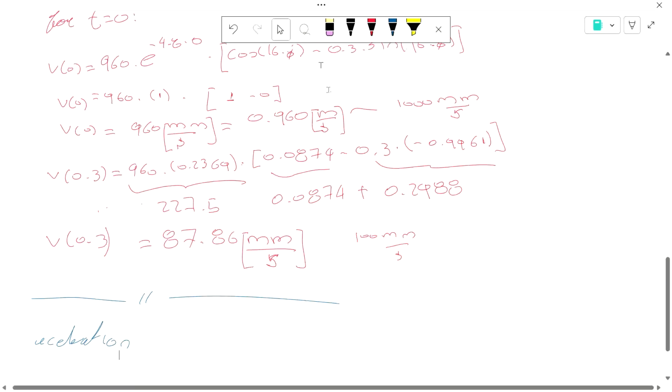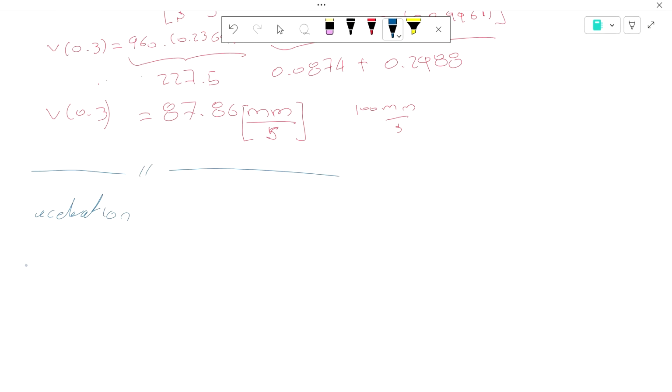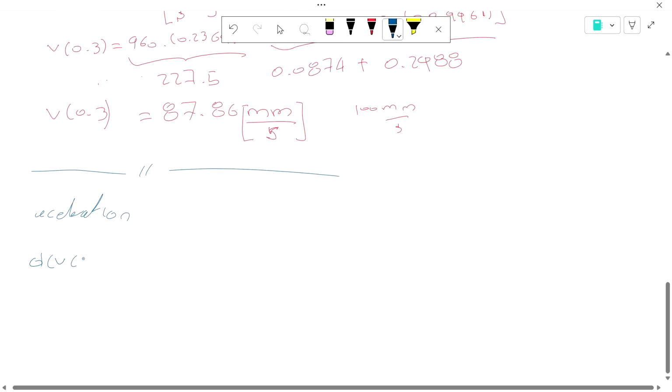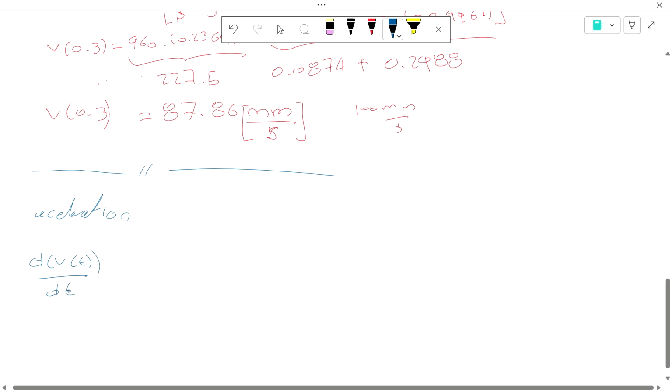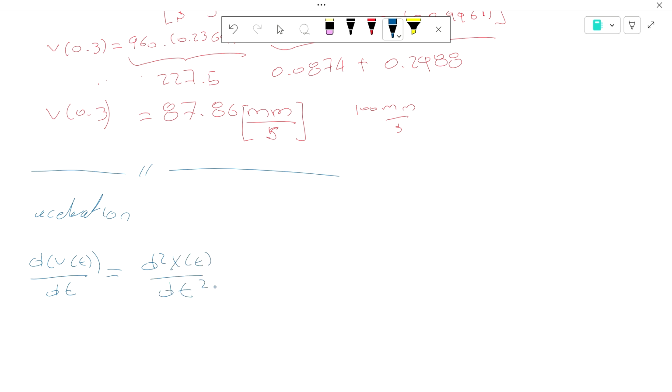And it is doing the same thing. It's going to be the derivative of velocity with respect to time, or the second derivative of the displacement with respect to time.